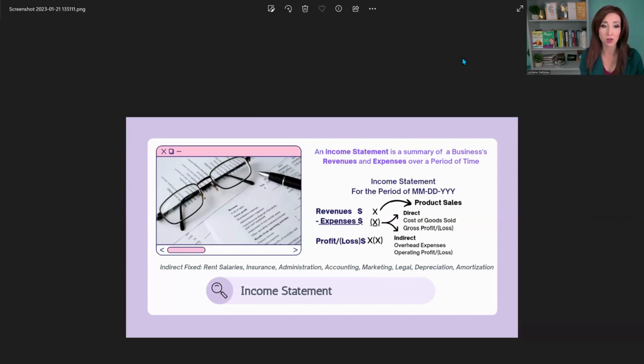So some of the indirect fixed costs are rent, salaries, insurance, administration, accounting, marketing, legal matters, depreciation, and amortization. This just shows that there is a variable with revenues and expenses, and to be aware of those when you are calculating your profit or your loss. Now, to get into the actual problem, let me share my other screen.